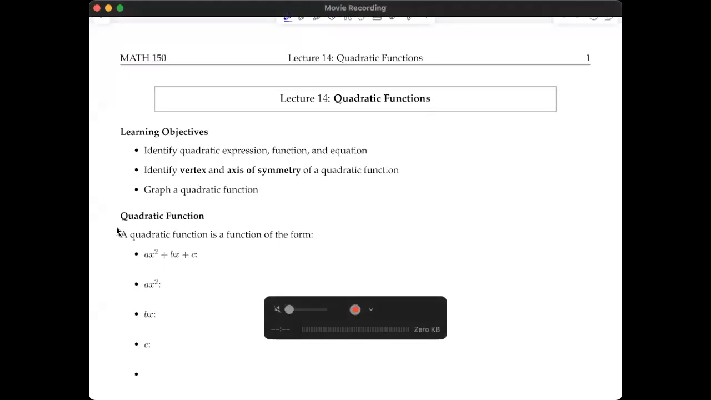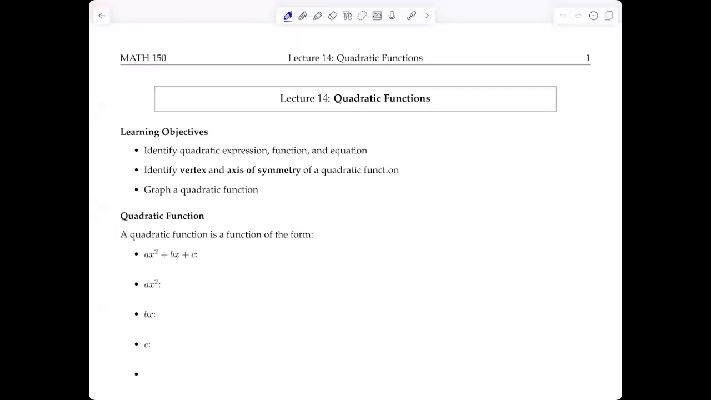All right, so lecture 14, quadratic functions. After this lecture, hopefully you will be able to distinguish quadratic expression, quadratic equation, and quadratic functions. And from the quadratic functions, we're going to learn how to identify vertex, axis of symmetry, and a lot of things related to quadratic functions. And at the end, you're going to collect all of the information related to quadratic functions, and you're going to graph the quadratic function without a calculator. Cool.